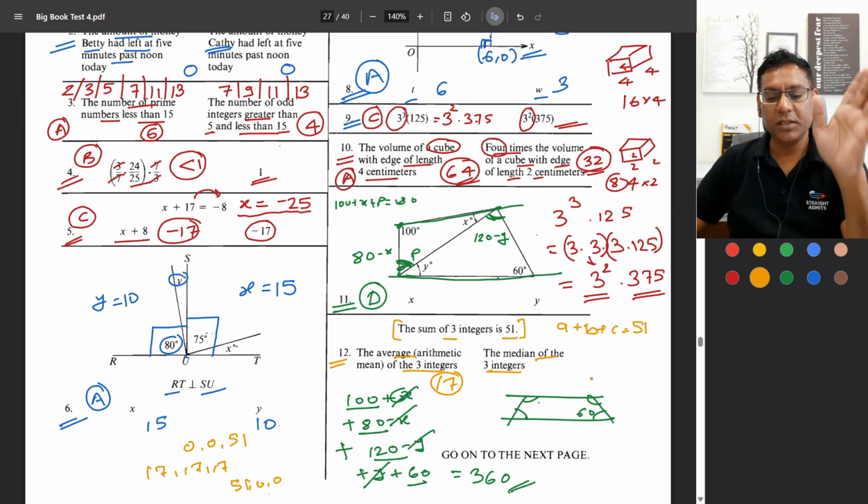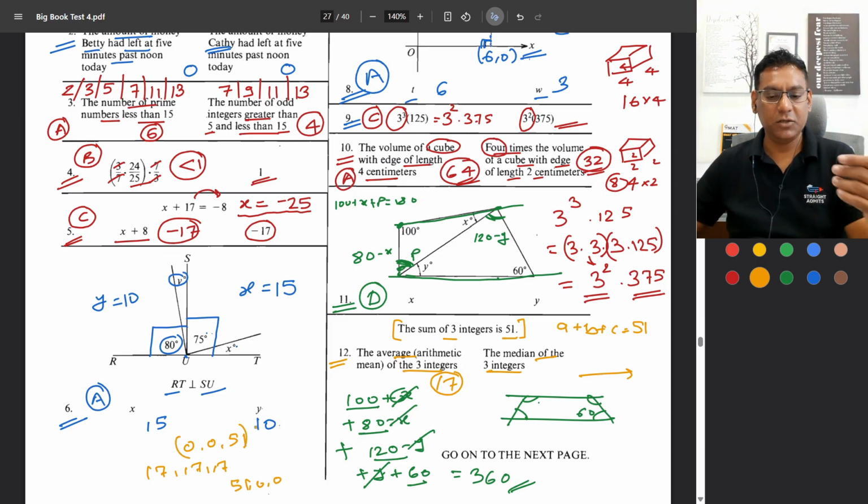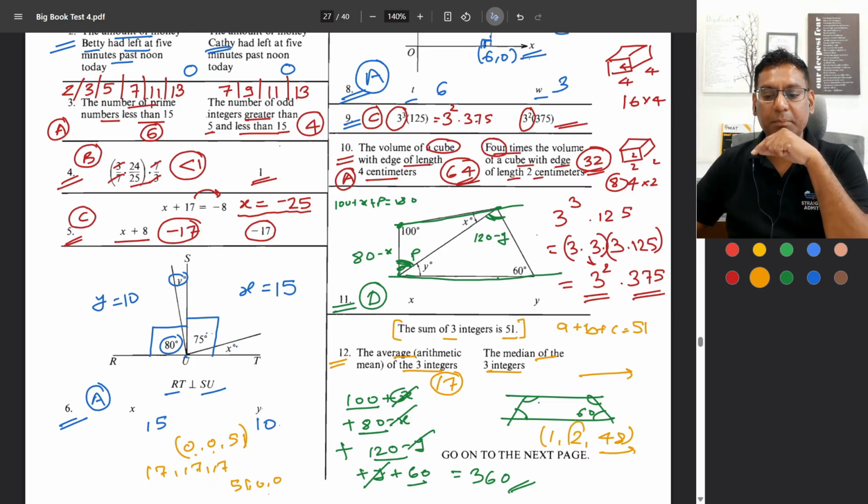The median of three integers. Okay, now what is the median? Median is when I put them in ascending order. Let's say in this case 0, 0, 51. Okay, let's not take this case because there are two values with the same number. Let's say a case where I have 1, 2, and 48. Okay, and I put them in ascending order. I am looking at the middle number.